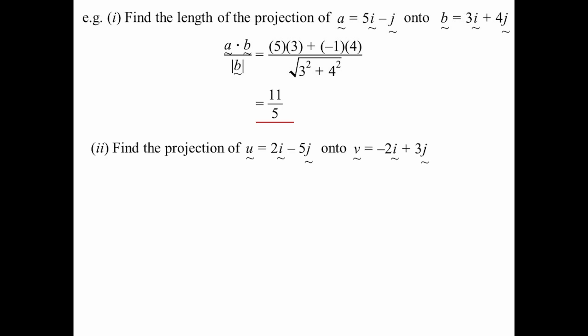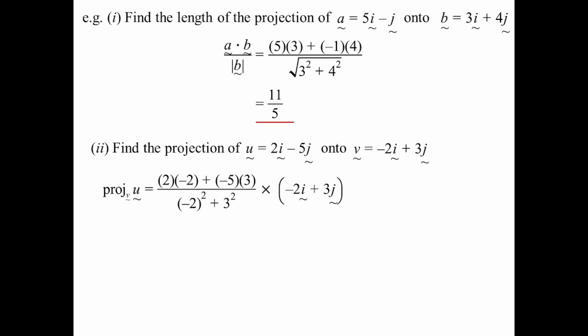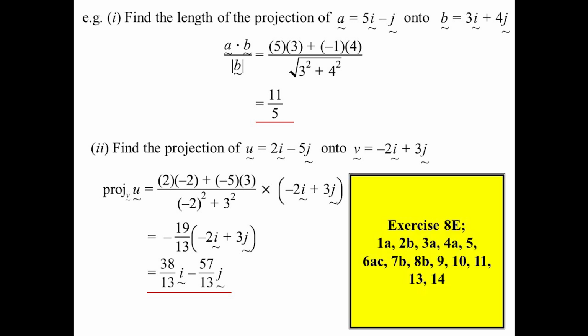Whereas if they were to ask me what is the actual projection of u on v, so the projection of u on v would be the length times the vector that I'm projecting it onto. And when I do all that calculation, the numbers aren't quite that nice. So we get 38 on 13 i minus 57 on 13 j. It's just minus 2 squared plus 3 squared. Because the formula is u dot v over which one we're projecting onto, v dot v. So it's the magnitude squared. All right, let's play around with 8e.